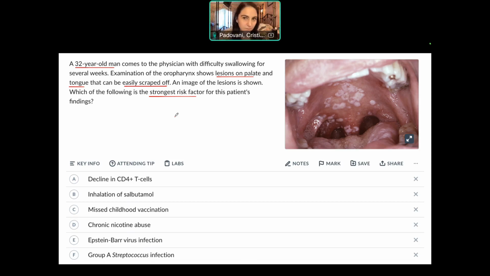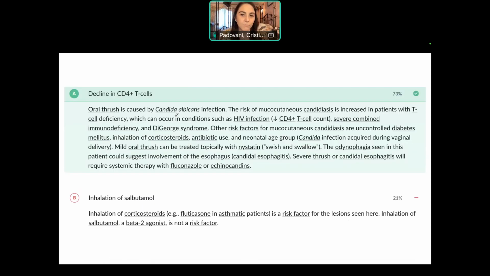If they're easily scraped off, is this oral hairy leukoplakia? Is this Epstein-Barr? No. I'm talking as if people are here. All right, so this is an indication of having an immunodeficiency, right? This patient probably has HIV, so that's why they have the Candida within the mouth. So that is your HIV, basically. Cool. Okay.